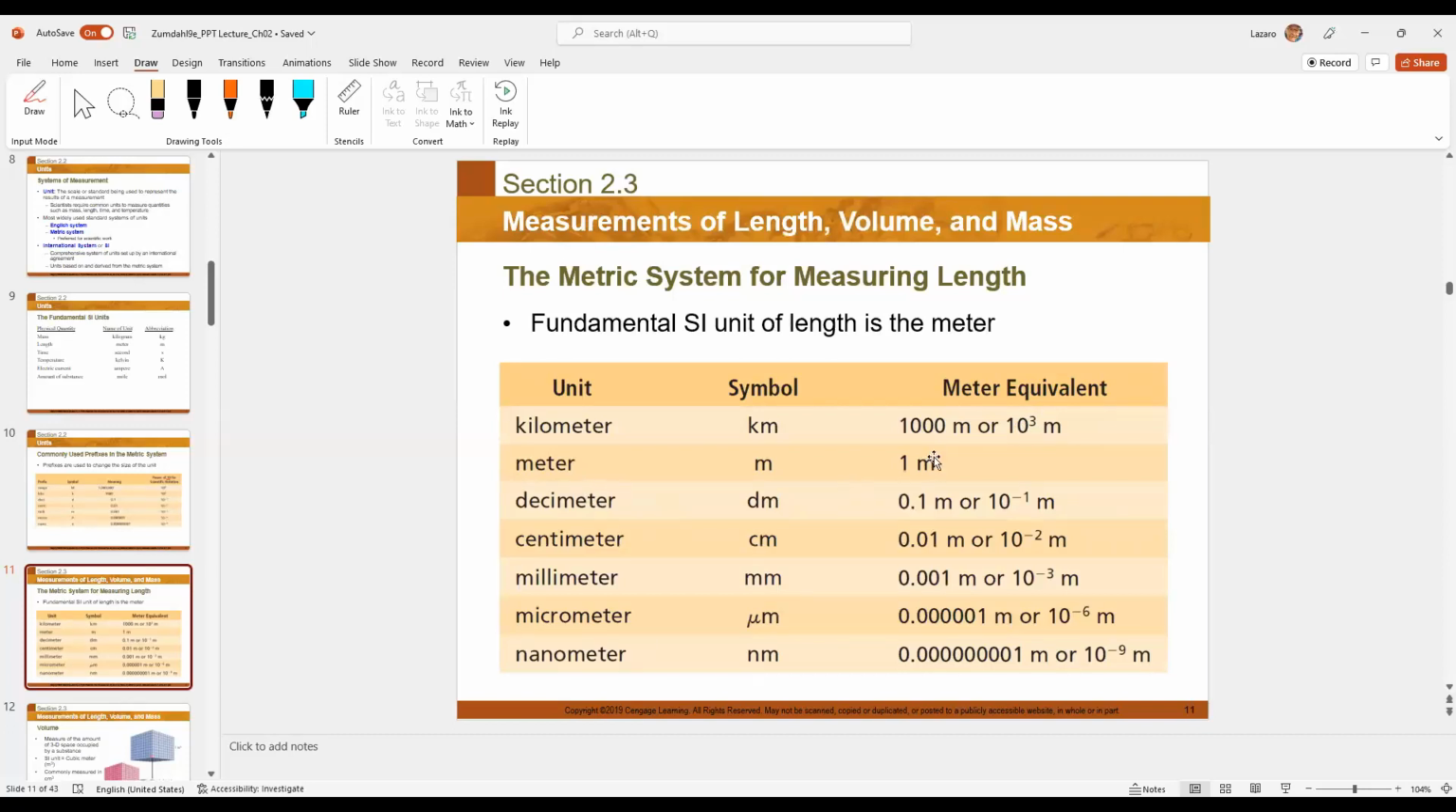1 meter is the unit of length. For decimeter, it's 10 to minus 1. For centimeter, it's 10 to minus 2. For milliliter, 10 to the minus 3, and so on.